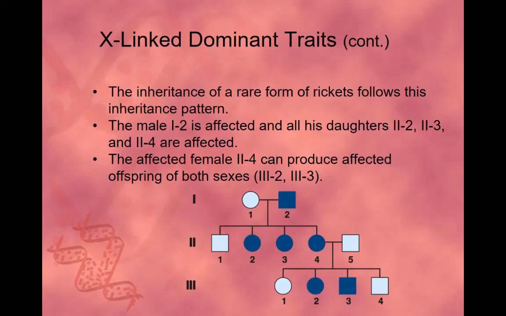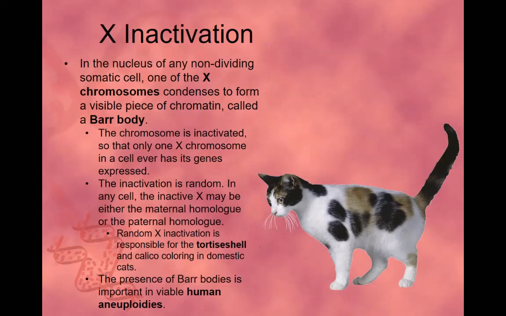Which brings me to an interesting example, and this is what's known as bar bodies. In some instances, certain X chromosomes will be turned off. The chromatin that's still inside there gets wound up densely and tucked off to the side and not used for expression in that particular cell. This can happen in the nucleus of any non-dividing somatic cell. The chromosome becomes inactivated and you don't see whatever genes are on it that it would normally express.